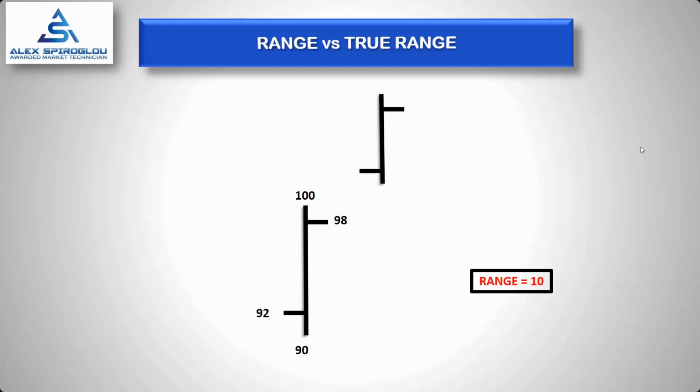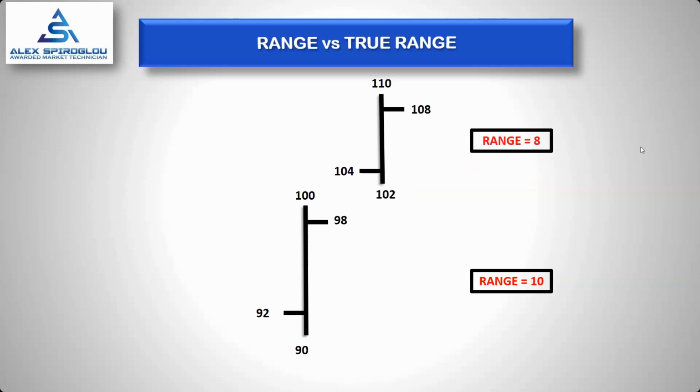Now the next bar has a high of 110 and a low of 102. So what is the range here? Feel free to type it in and let me know what you think the range is. Yeah, Sarah says it's 8. And that's the guess most people have, correct, 8.